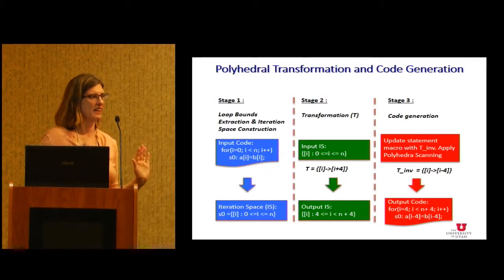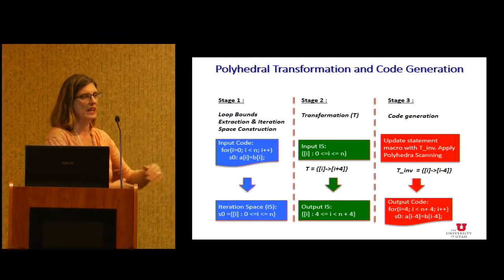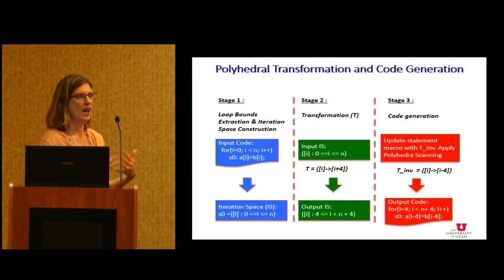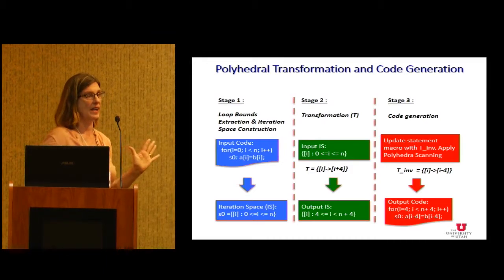So that's an example. Any transformation that you can describe as a relation that maps from the original iteration space to the transformed iteration space, you can compose with other transformations, and after you've composed all the transformations together, then you can go ahead and generate the code.